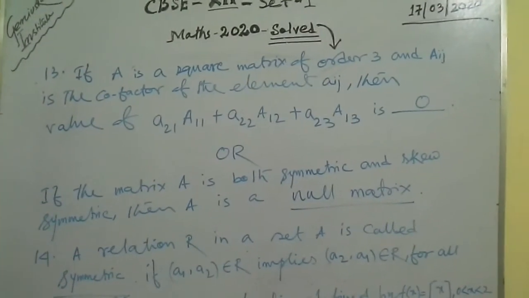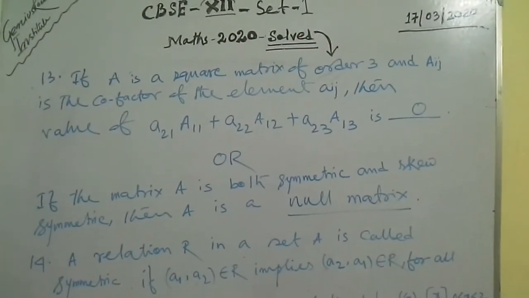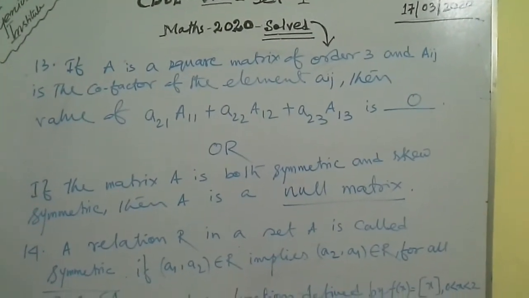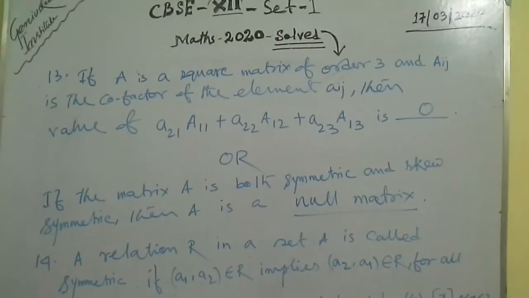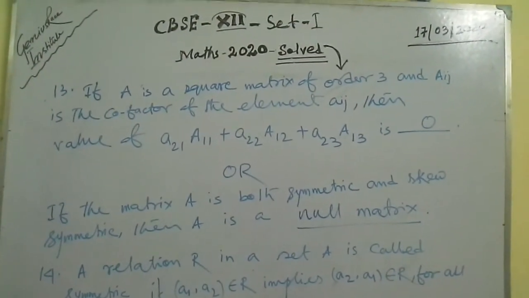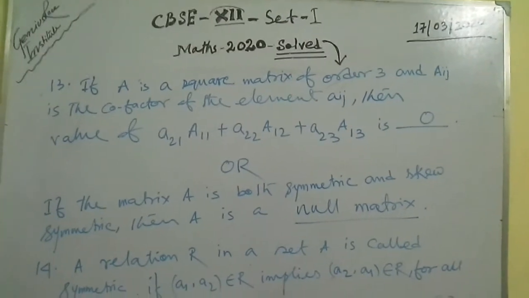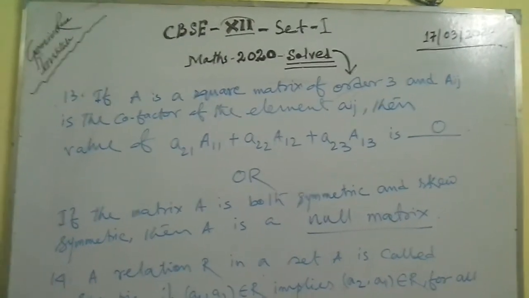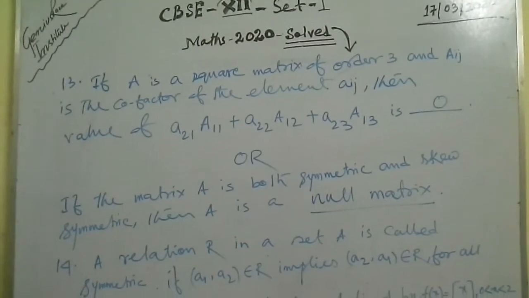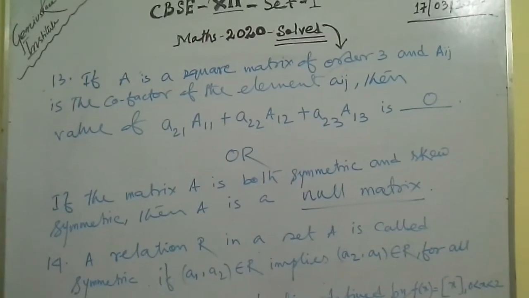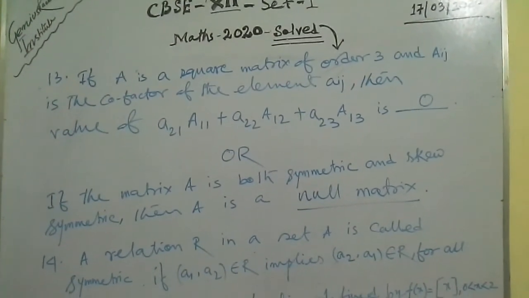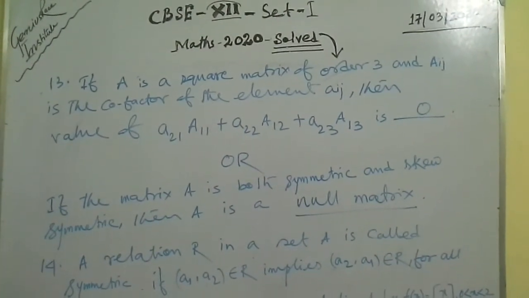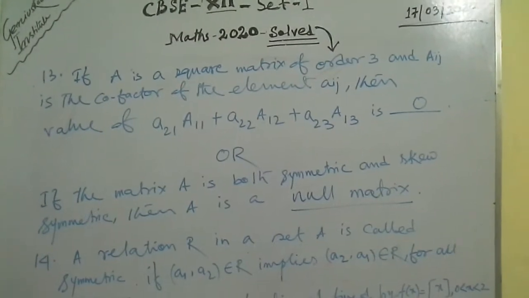Question number 13: A is a square matrix of order 3, and we know that the given expression is always equal to 0, because every row of a matrix has to multiply with the corresponding cofactors. But in this case, the elements are different and the cofactors are of different rows, so the result is 0. Now question number 13 OR part: if the matrix A is both symmetric and skew symmetric, then the matrix is a null matrix.